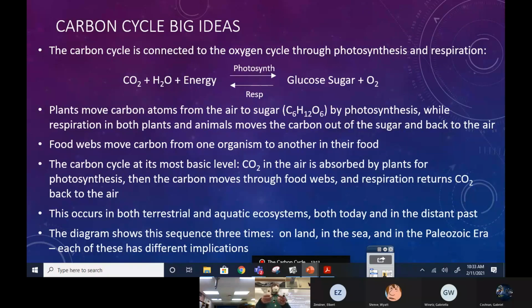And then this can be rearranged to make other sugars like lactose, or it can be rearranged to make the wood in the trunk of a tree, or the stem of a plant, or it's used to build the petals of a flower. So this glucose ends up in different parts of the plant. And then animals will eat the plant to get that glucose. And this is how animals get their energy. So we're talking about the food web now, where the carbon is moved from one organism to another.